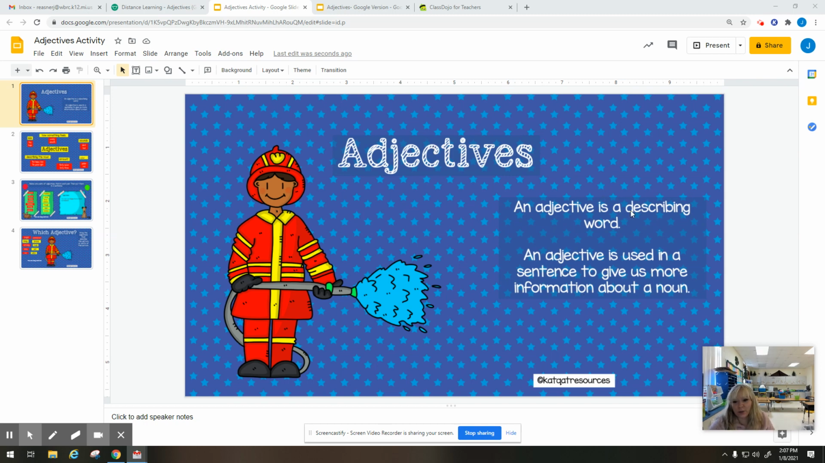So adjectives. An adjective is a describing word. An adjective is used in a sentence to give us more information about a noun. Now, I want to remind you, a noun is a person, place, thing, animal, or idea. So an adjective is a describing word, and it's describing a noun.